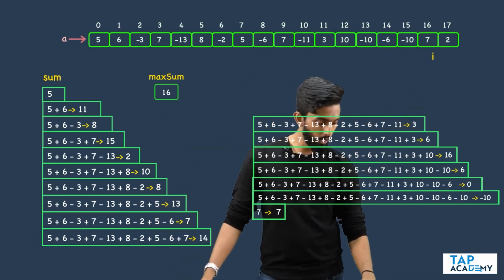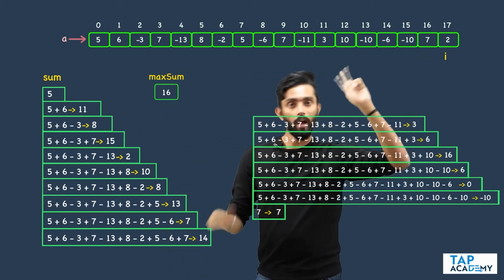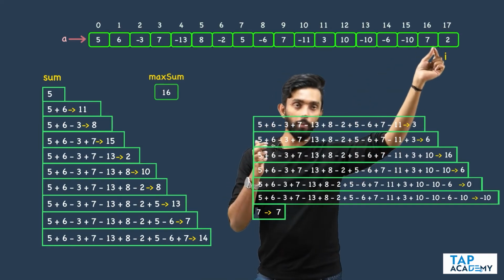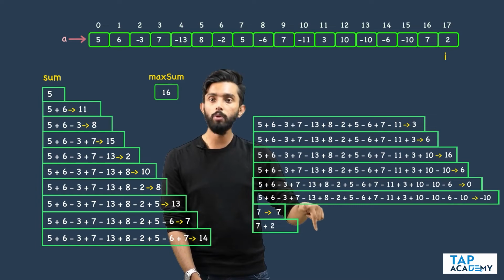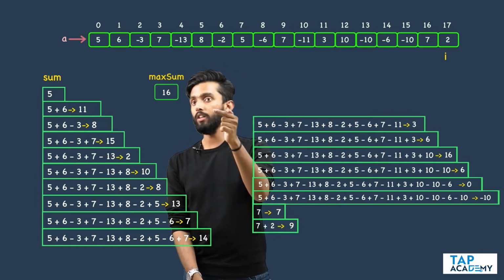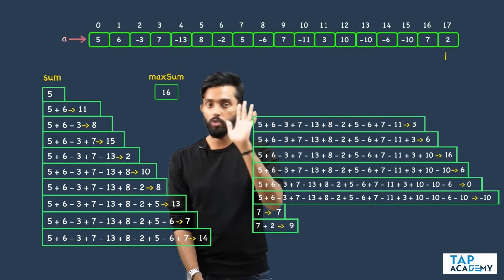Next, I moves forward. Next guy has 2 crores. If they both combine, will they be under profit? Yes, which means he will join. So 7 plus 2, it becomes 9. Is 9 greater than the previous max sum 16? No. No means don't update.